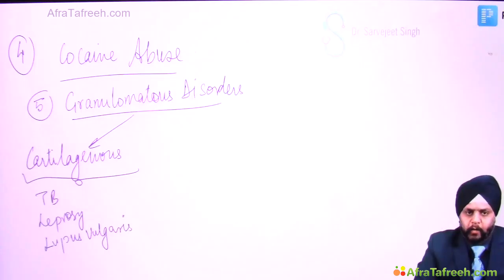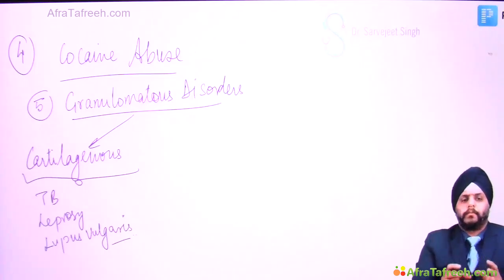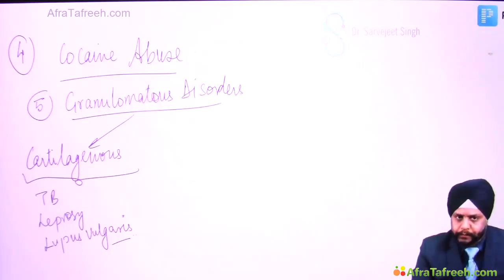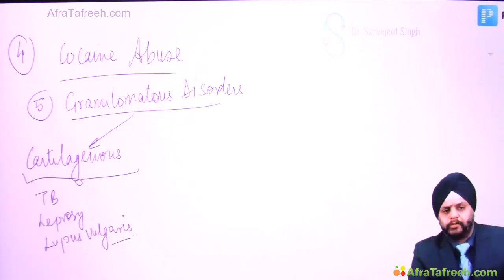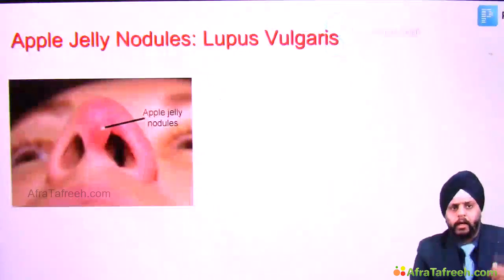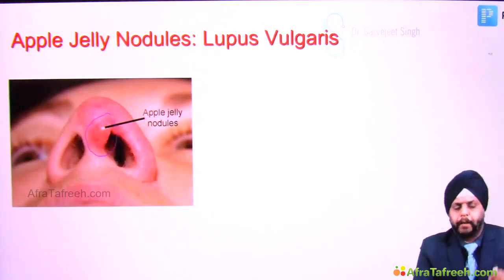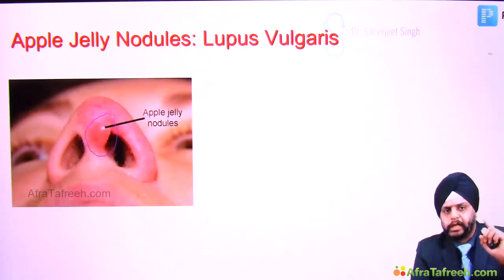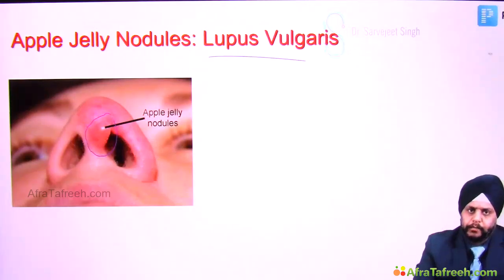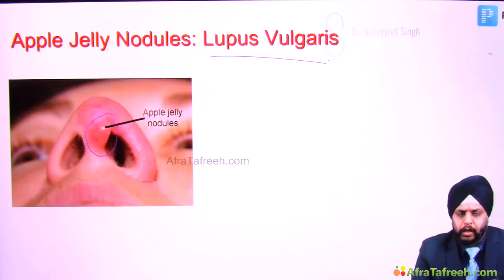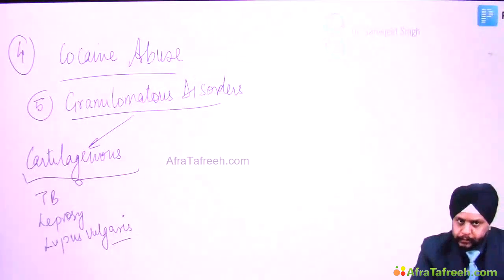What is lupus vulgaris? Lupus vulgaris is a mild form of tuberculosis. It's a cutaneous or skin tuberculosis, right? An MCQ that is generally asked in the exam: remember, apple jelly nodule. You can see over here, this is an apple jelly nodule. Apple jelly nodules are seen in lupus vulgaris. You can see them generally on the skin in cutaneous tuberculosis, but if present on the septum, they can cause cartilaginous septal perforation, right?